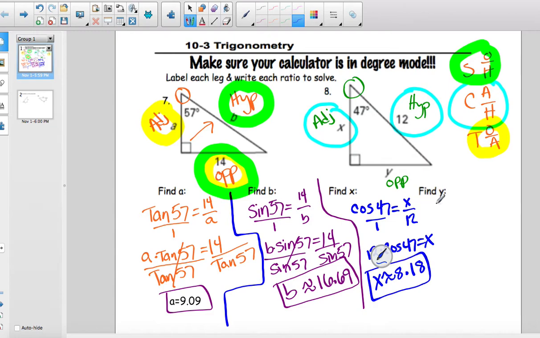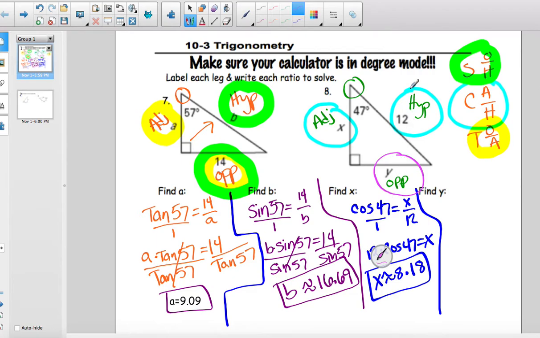Now for finding y. You'll notice that I don't use x to find y unless I have to, because in case I messed up when I found x, I don't want to have used it to find y, and then I'll mess y up too. So I like to work them separately like that.